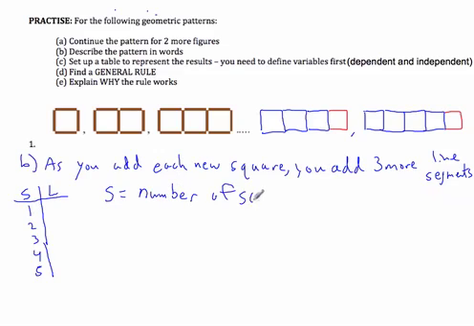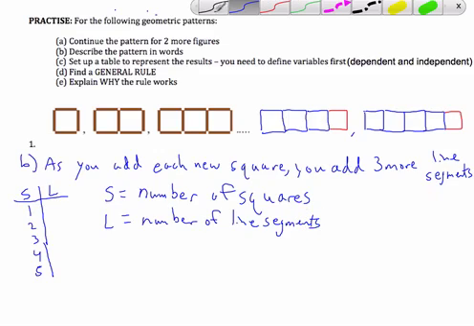Okay, so S equals the number of squares. Okay, and is that dependent or independent? We'll just take a look at that in a second. L is number of line segments. And how do we determine which one is the independent, which one's dependent? Well, one clue is usually the independent is going up by a constant amount each time, so it's going up by 1.